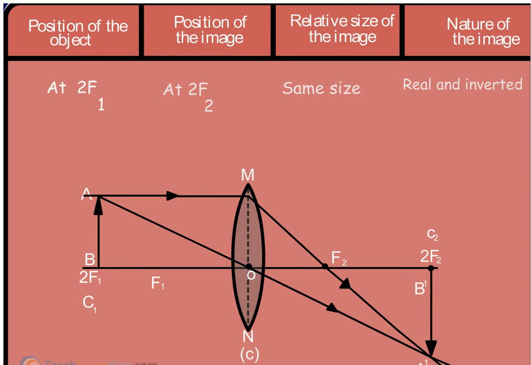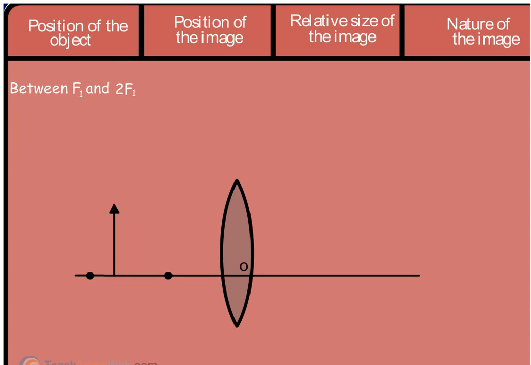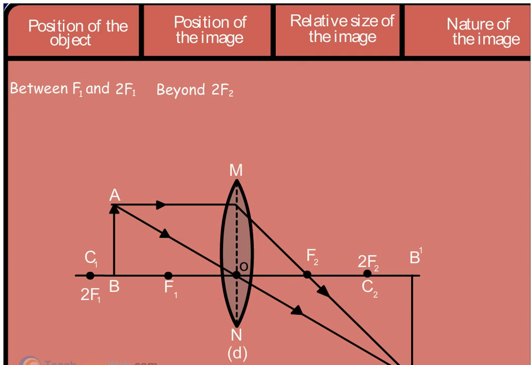If the position of an object is between f1 and 2f1, the image formed is beyond 2f2. The relative size of the image is enlarged and the nature of the image is real and inverted.